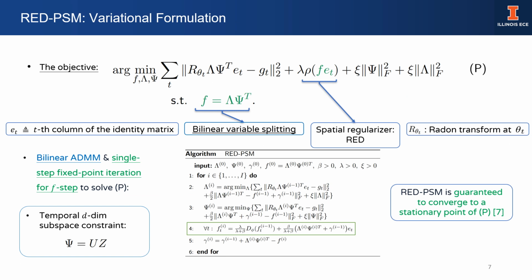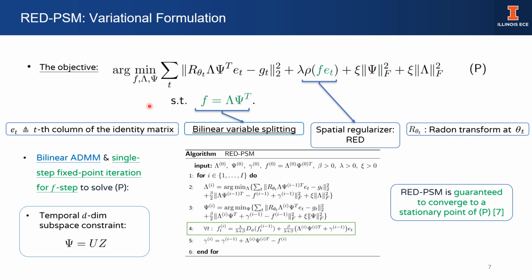Our proposed variational formulation to estimate the dynamic object F is composed of a data fidelity term using PSM with the Radon transform operator, Frobenius norm penalties to prevent PSM factors from growing without limit, and a RED spatial regularizer. Since using PSM in RED does not allow efficient propagation of the updates on PSM to the bilinear components lambda and psi, we perform a bilinear variable splitting and apply RED on the full-rank representation F.